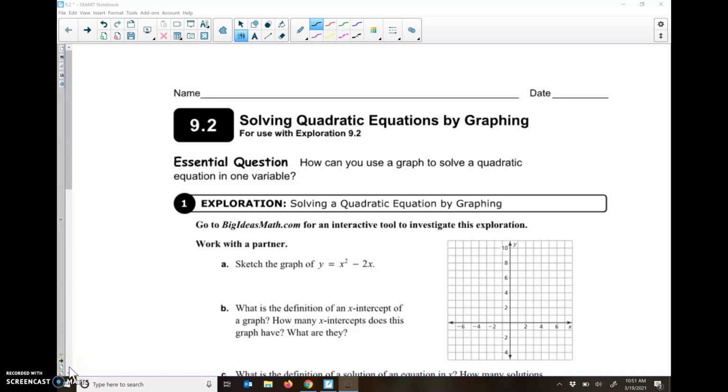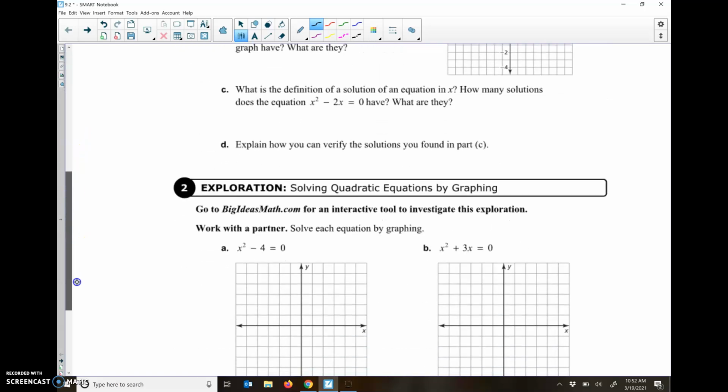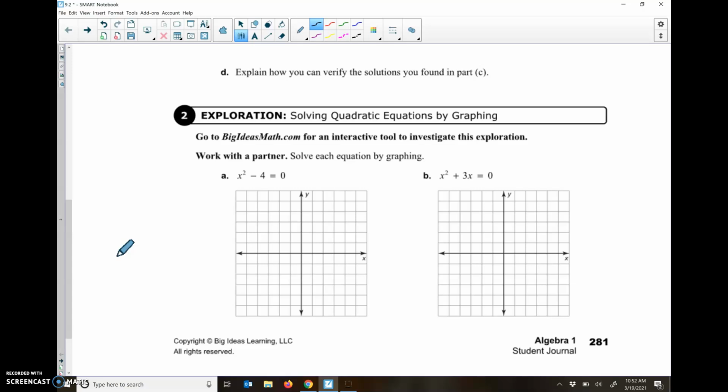Hello everyone, this is Mr. Mola for lesson 9-2, solving quadratic equations by graphing. So most of this should be review. So we're going to solve by graphing. We're finding the zeros. They just call something a little different here.